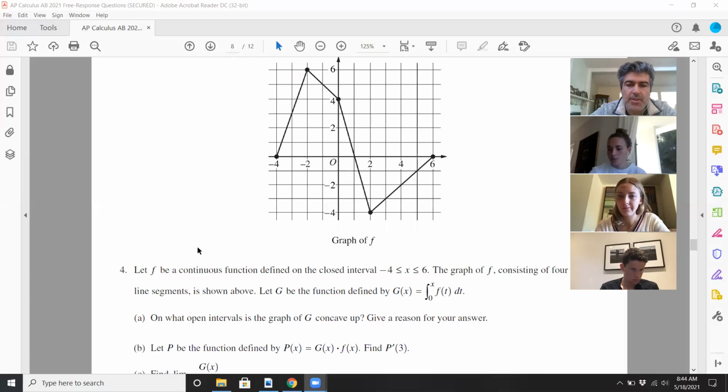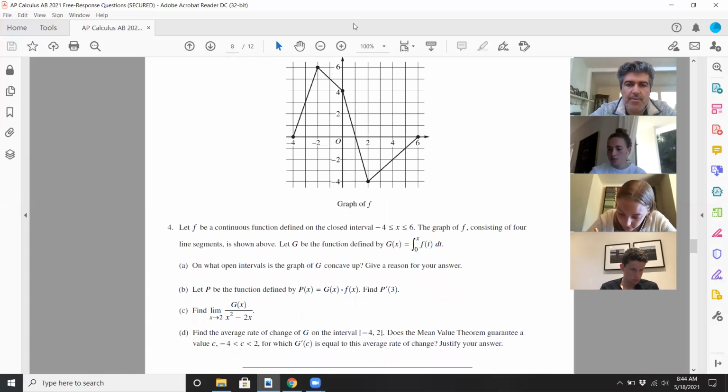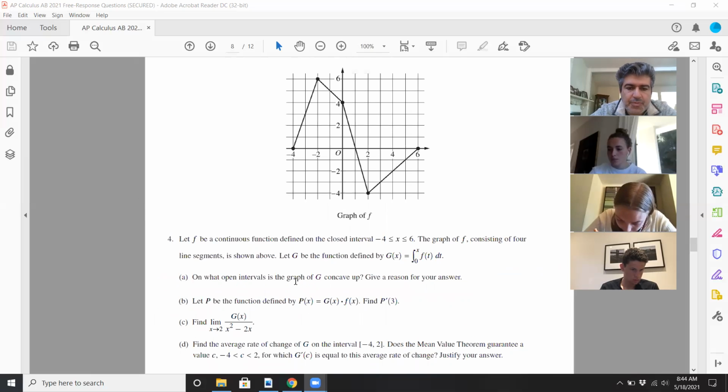Okay, let me minimize this because we need to be able to keep seeing the graph of the parts. Oh, good, we can see all the questions, perfect. Okay, part B, let P be the following function, find P prime of 3. So what you're going to have to do is the product rule, okay? You have to do the product rule.